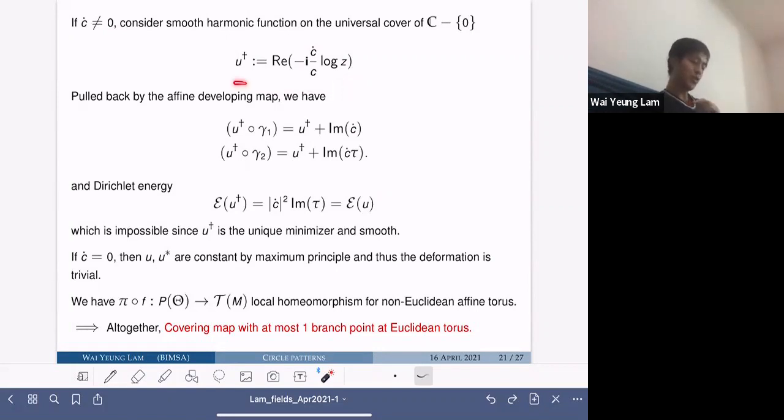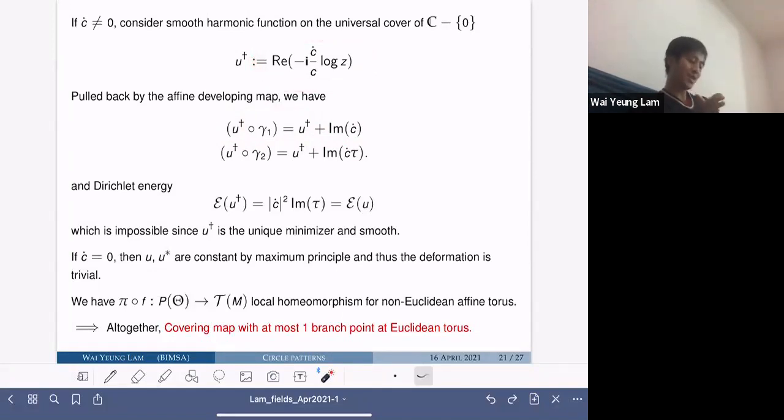We can pull back this function to the affine torus by the developing map. And then over the affine torus, if we consider this U dagger circle gamma and the U, we look at the difference of these two, and they differ exactly by a constant, the imaginary part of C dot. So this is the reason why we construct it in this way.